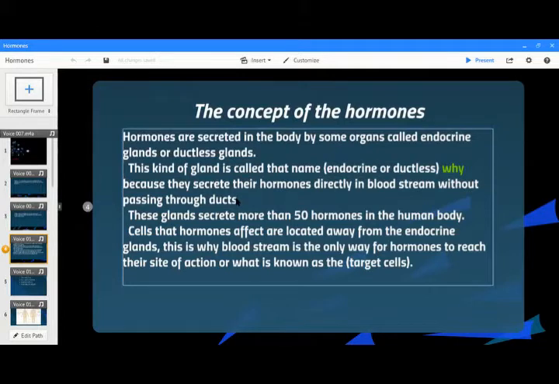How many hormones are secreted in our bodies? More than 50 hormones. And the cells that hormones affect are located away from the endocrine glands. That's why we don't have a tube. The cell that needs this hormone is called a target cell. Not all the body cells need all hormones. Sometimes I need a hormone for growth, so I need it for bones, sometimes for reproduction, sometimes for the kidney, and so on. So hormones inside your body take a specific direction in your bloodstream to get into the target cell.